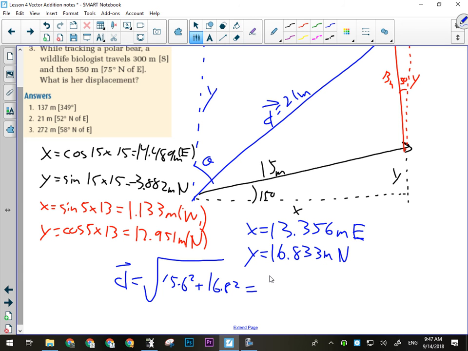Now, I can tell from their answer here that they drew the triangle differently than me because they got an angle of north of east, which means they drew the triangle here. And that's fine. I'm just going to get the same angle from the east of north perspective rather than the north of east perspective. So it'll still work out fine.